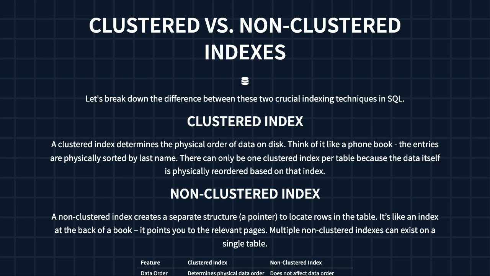Now, a non-clustered index is more like an index at the back of a book. It points you to where specific information is located in the table. You can have many of these. Think of it as a separate structure that helps the database quickly find rows based on certain columns. Understanding this difference will really help you optimize your queries.